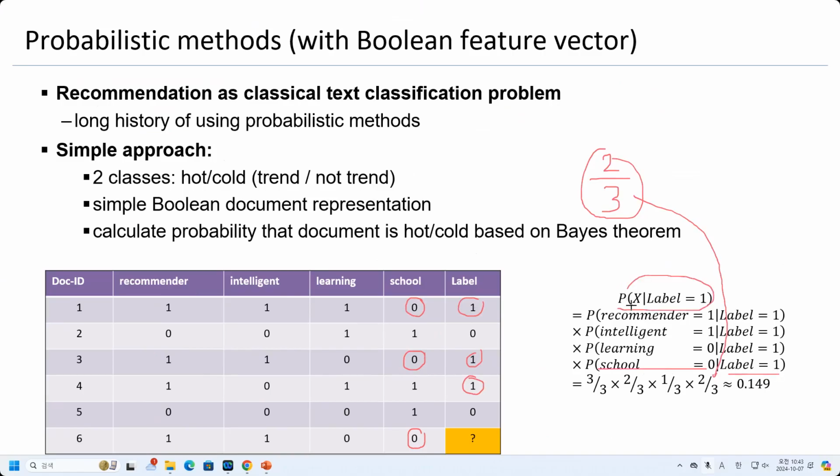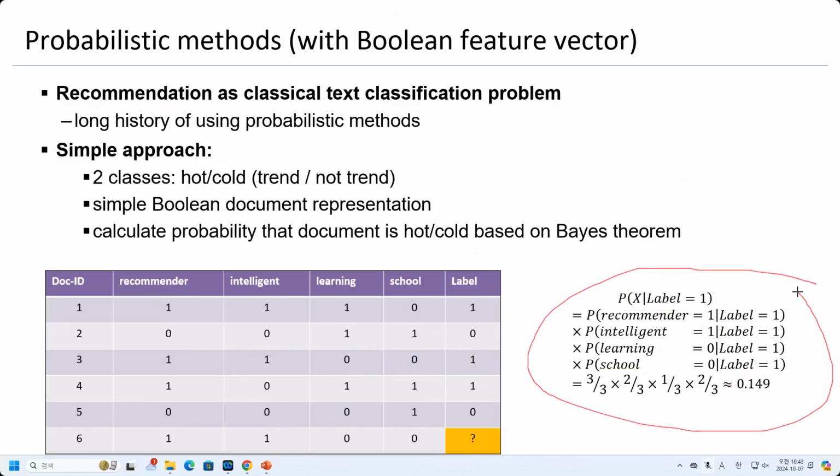So the probability that we have is approximately 0.149. Okay. So what should we give here? 1 or 0? We still do not have the value when the label equals 0, so you need to calculate. I hope that you can understand this calculation. Can you calculate with the label equals 0?